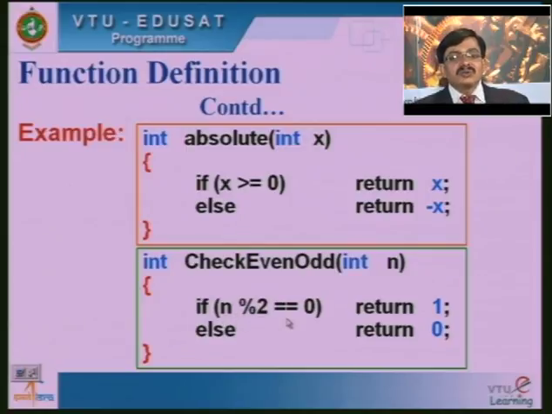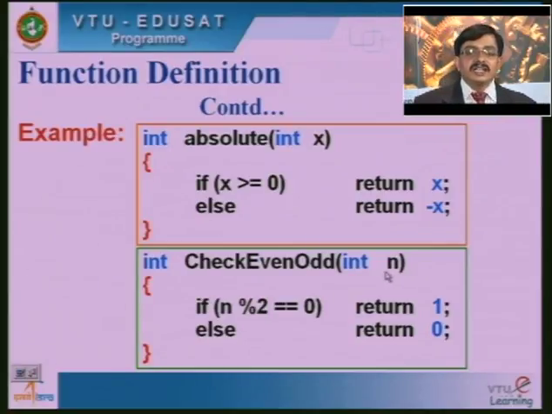If n mod 2 equal to 0, it returns 1. So, whenever the number is an even number, this function returns 1, otherwise it returns the value 0. Whenever this function returns 0, it means that the parameter we have passed is not an even number, and whenever this function returns 1, it means that the parameter we have passed is an even number. Fine. If it is returning 0, then it is an odd number.